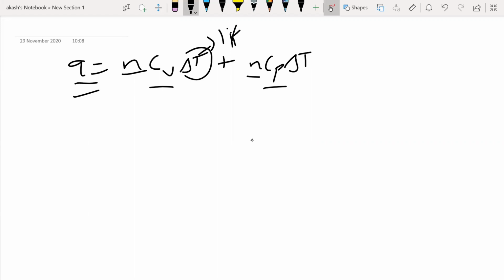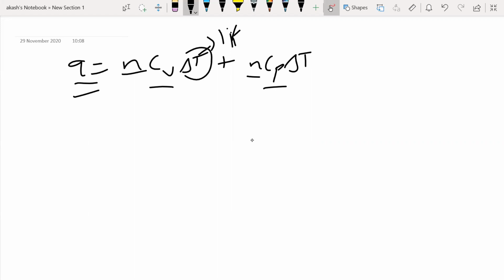So I told you the heat sensitivity of a substance is going to be inversely related to the value of the heat capacities, right? And I also said that the heat capacities are going to be directly proportional to the atomicity of a gas. So basically a monoatomic gas will have lesser heat capacity, diatomic gas will have a little higher, and a polyatomic gas is going to be a little more higher, right?